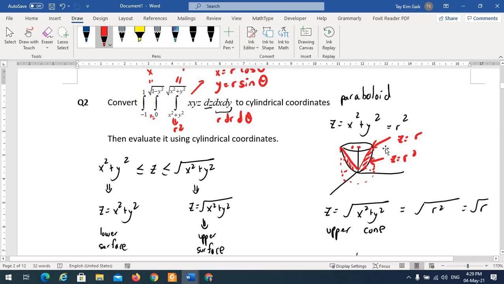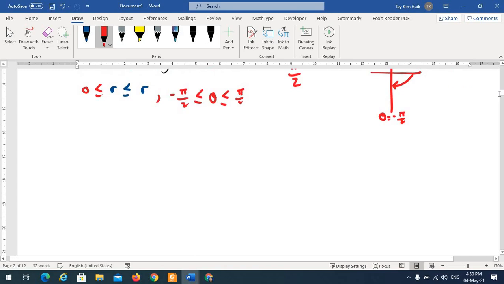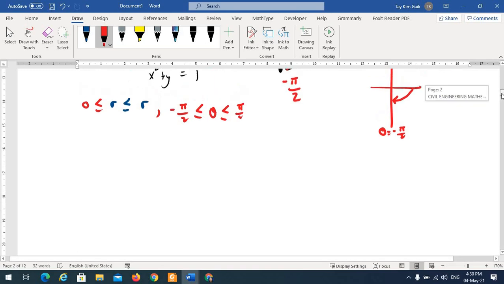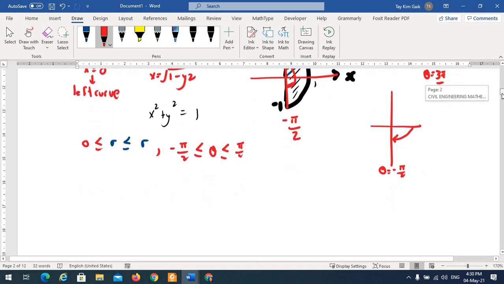Which limit? Which one? The z of the y. Oh. This one, x squared plus y squared equal to r squared. How to change to r squared? Is it? Then -π/2 to π/2, right? Yeah.